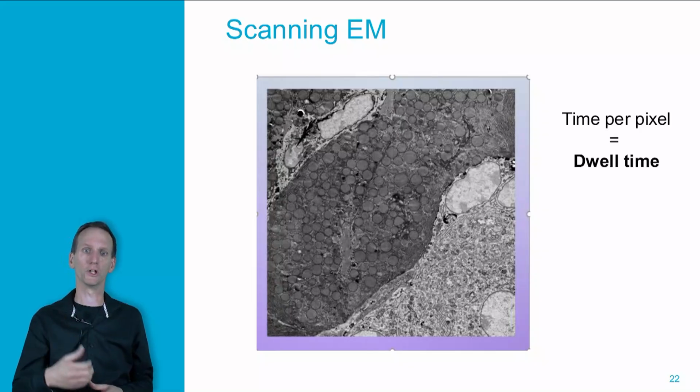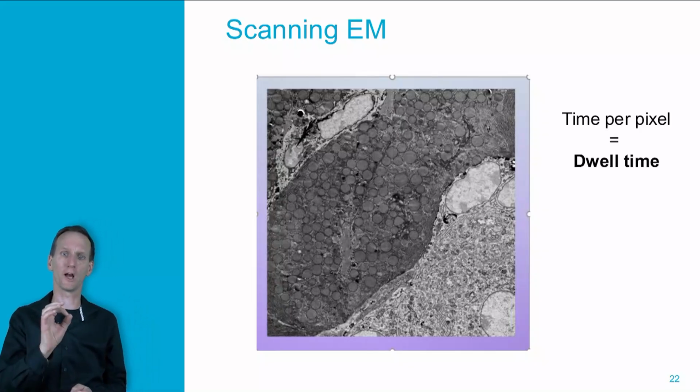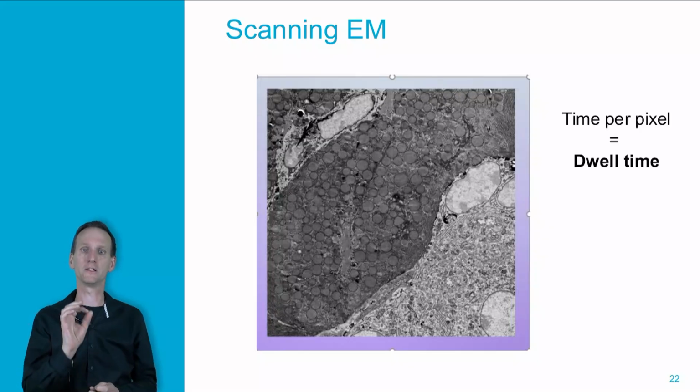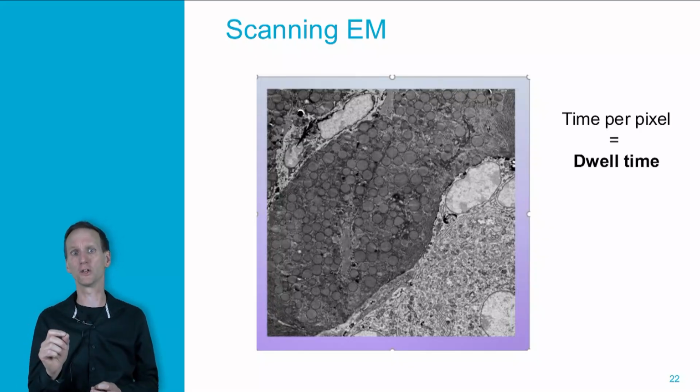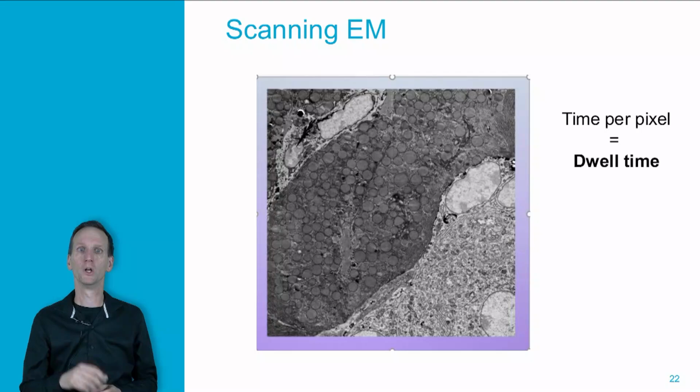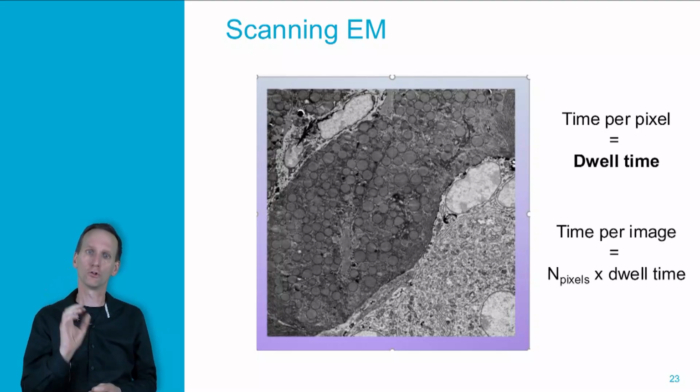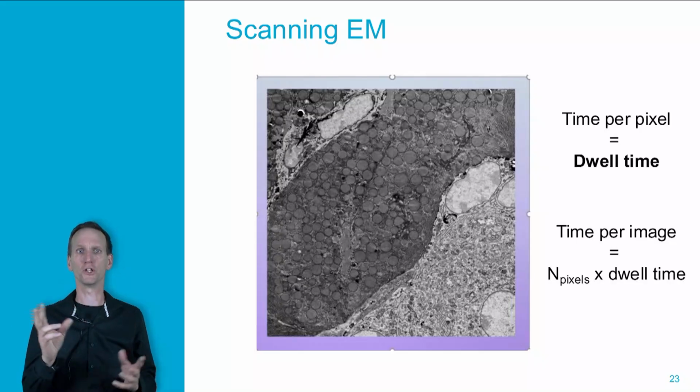Now it is important to realize that we need to stay a specific time on each pixel. This is the time needed to collect sufficient signal from that position. This time we call the dwell time or pixel dwell time. The total time that is now needed to record a single image is determined by the number of pixels in the image times the pixel dwell time.